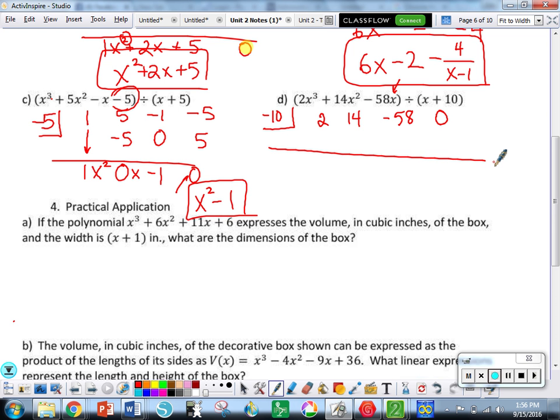Okay, let's make sure we've got this. Bring the 2 down. 2 times the negative 10, negative 20. Add, negative 6. Multiply, 60. Add, 2. Multiply, negative 20. Add.